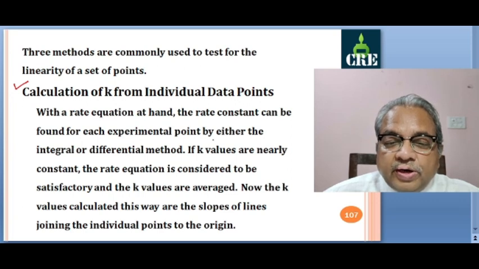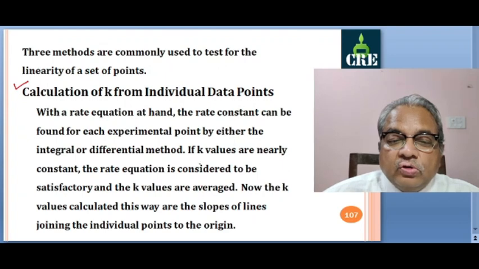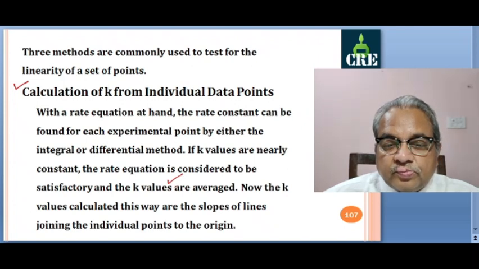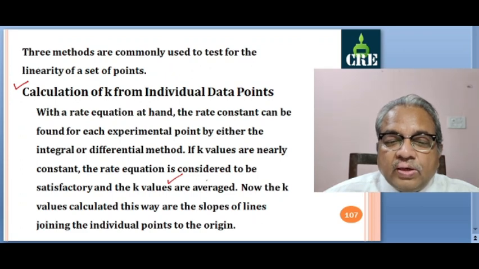So for each point you get one k value, and if in an Excel sheet you find out those values and they are almost matching, may not match exactly, but within plus minus 5% error, then you can average all those values and accept it as the k value. This same thing exactly we are doing by making a plot.